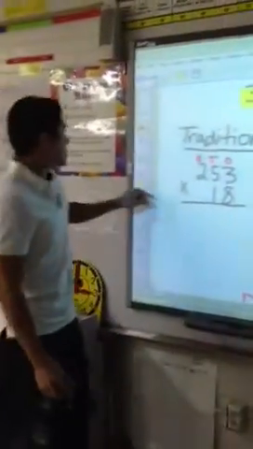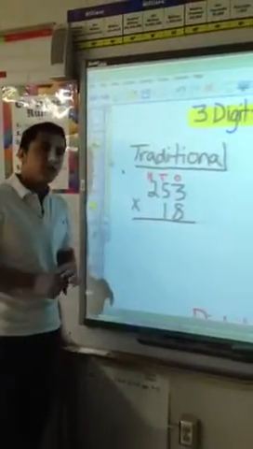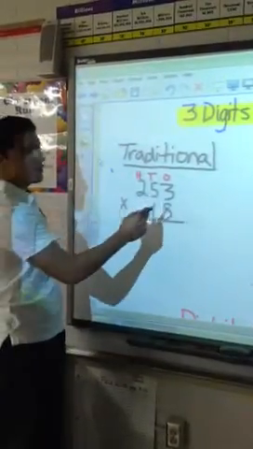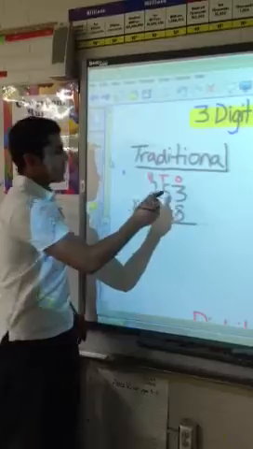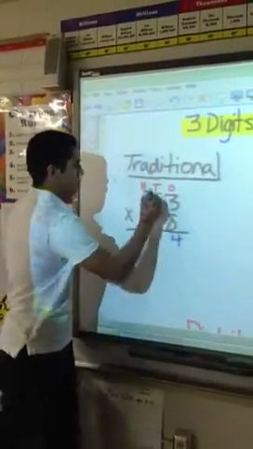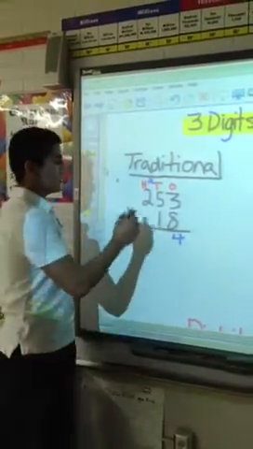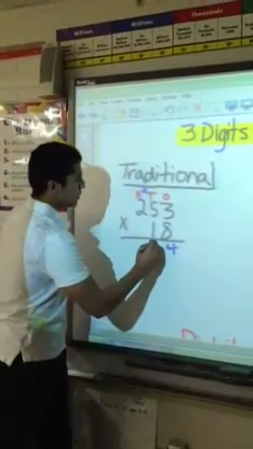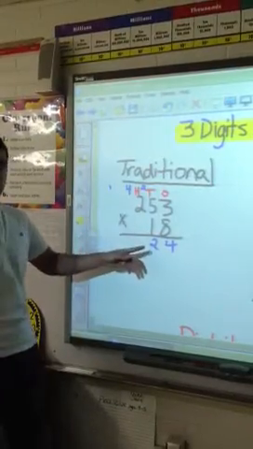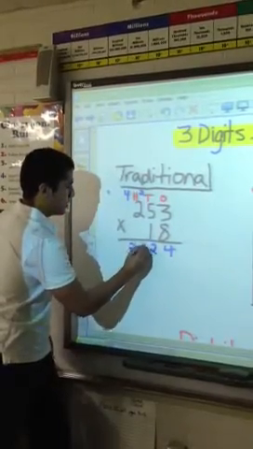So first we have the traditional way. We'll be using the numbers 253 by 18. So the first thing we do is we multiply all top numbers by 8. So we start with our ones. 3 times 8 is 24. So we put the 4 and regroup the 2. 5 times 8 is 40, plus 2 is 42. So we put the 2 and regroup the 4. 2 times 8 is 16, plus 4 is 20. So we put 20.